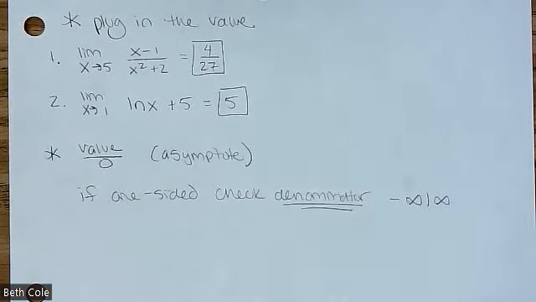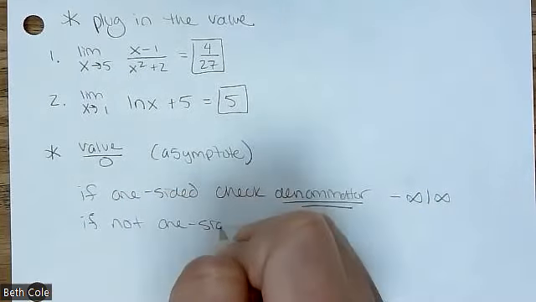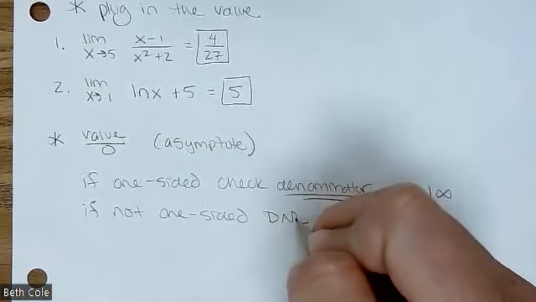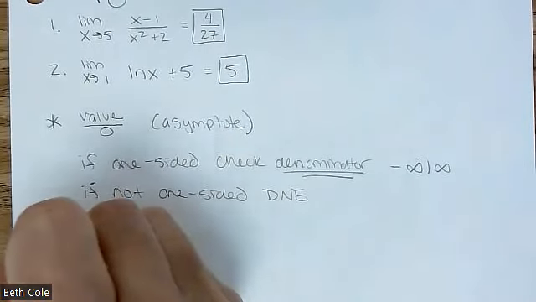If it's not one-sided, you can't get an answer, and so it's automatically going to be what? D, does not exist. If you have an asymptote and it isn't one-sided, the two arrows are never going to meet up, so you get does not exist. So if it's not one-sided, it does not exist. Okay, so we're going to try a few of these.